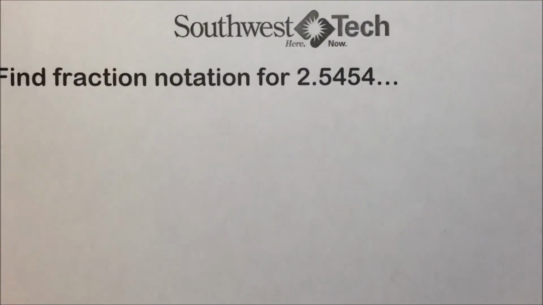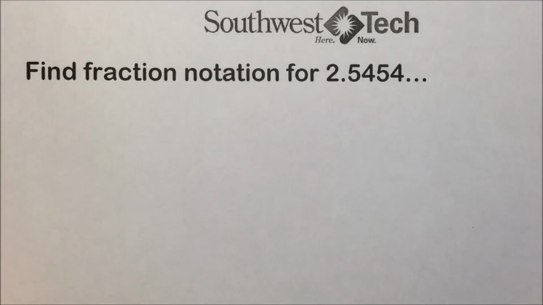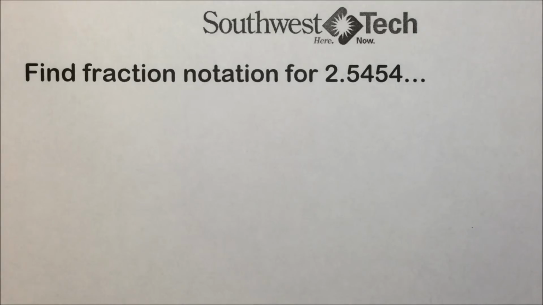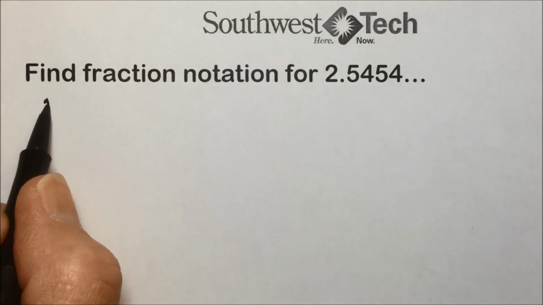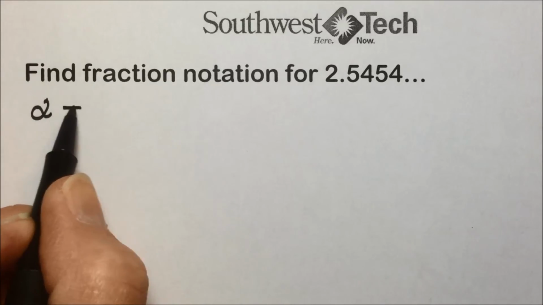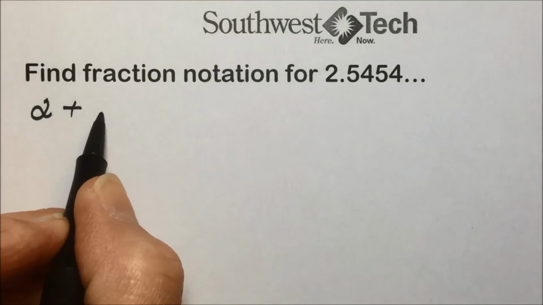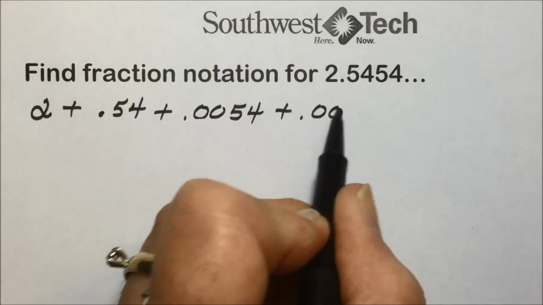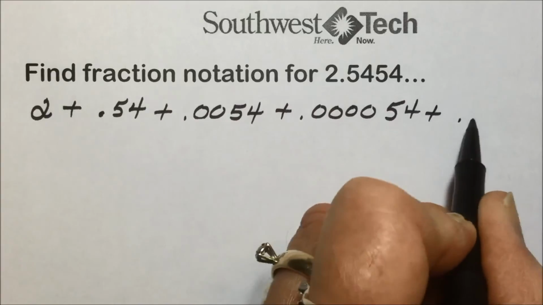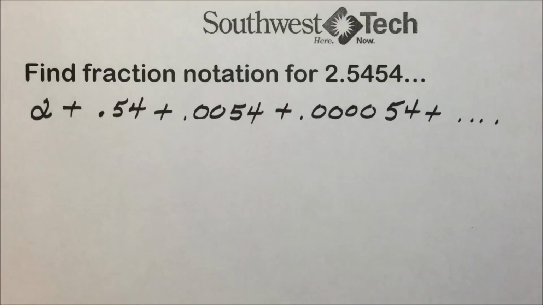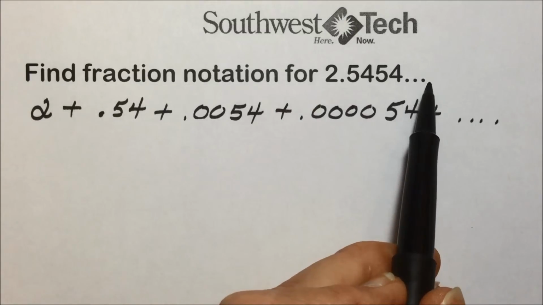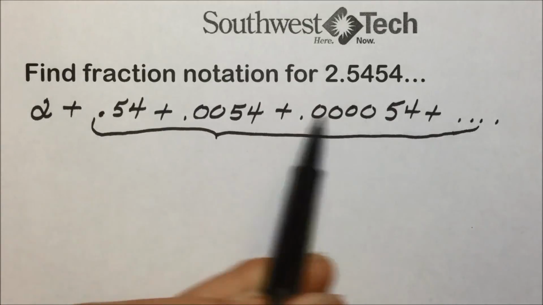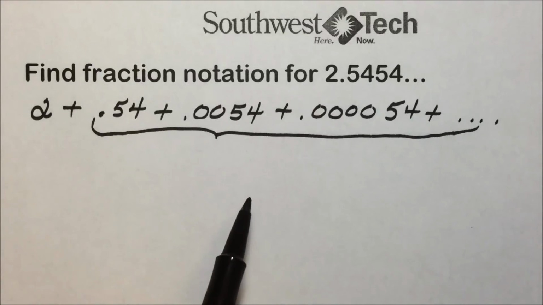We can use the property of infinite geometric series to convert a repeating decimal into a fraction. And that's what they're asking us to do here in this example. I'm going to split this apart as 2, the whole number, plus 0.54 plus 0.0054 plus 0.00054 plus ... If we add these together, it's equivalent to this repeating decimal here, and we're going to concentrate on finding the representation for this series here.